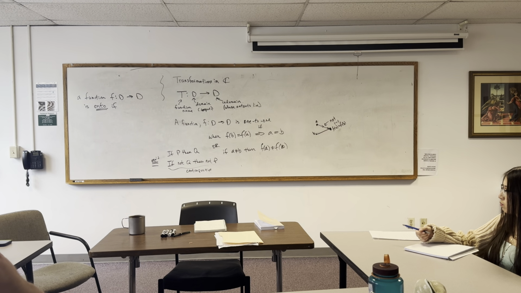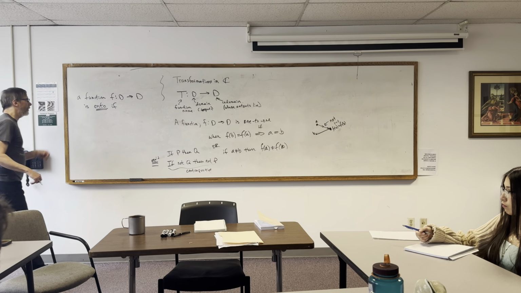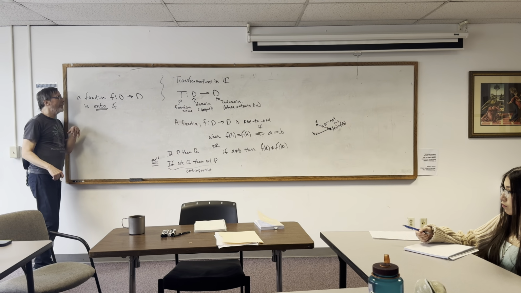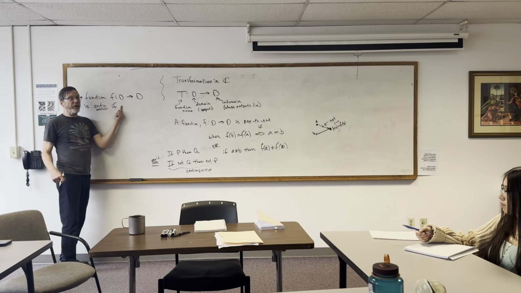What does onto mean? It's like if for all the inputs, you're using up the whole codomain, which is to say that the range is equal to the codomain. So for any element in the output, you can find an element in the domain that it's mapping from. Exactly. If you want to hit something over here, there's something over here that hits it.